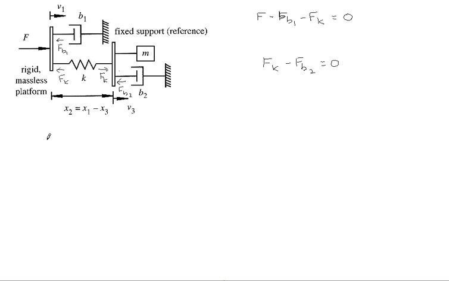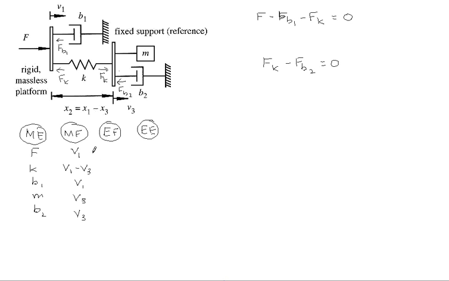Let us next work on the analogies, having a table of the mechanical element, the mechanical flow, the electrical flow, and the electrical element. The mechanical elements are the force F, K the spring, B1 the first damper, M the mass, and B2 the second damper.